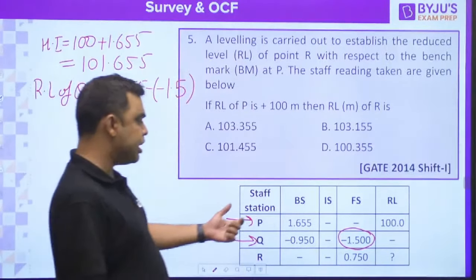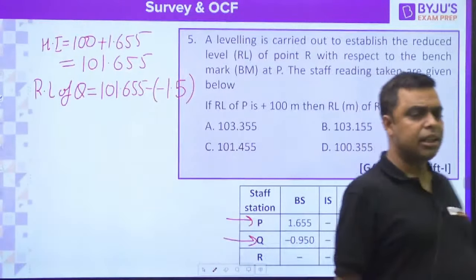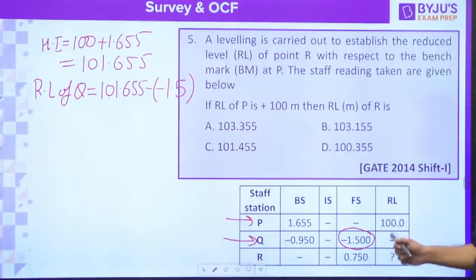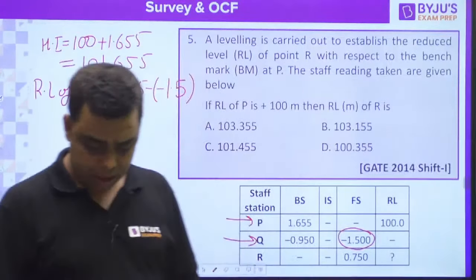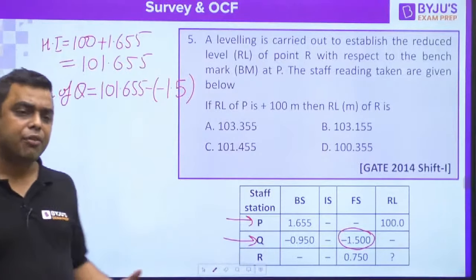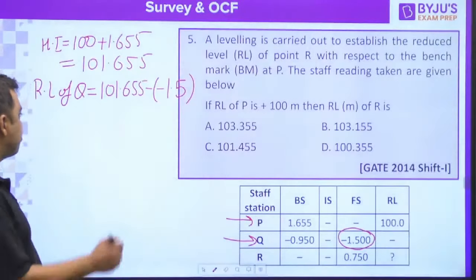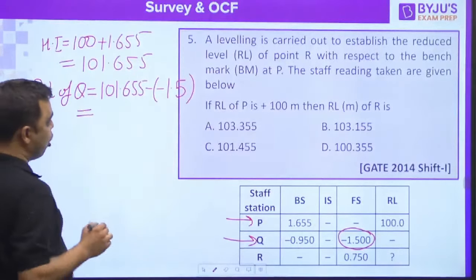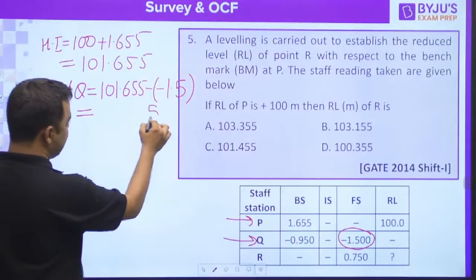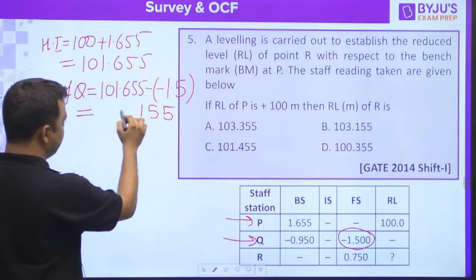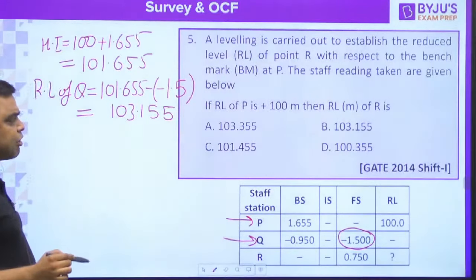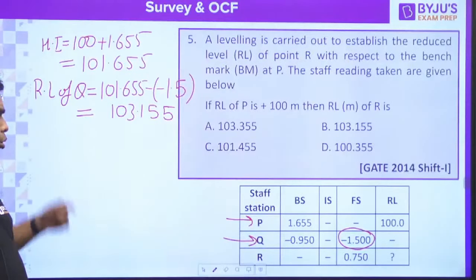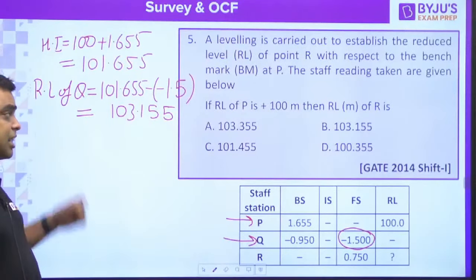See, the reading is recorded with a negative sign. It means that the staff is kept inverted. So how much will be this value, guys? RL of Q, how much will be this value? Can I tell that it will be 103.155? That will be the RL of Q.